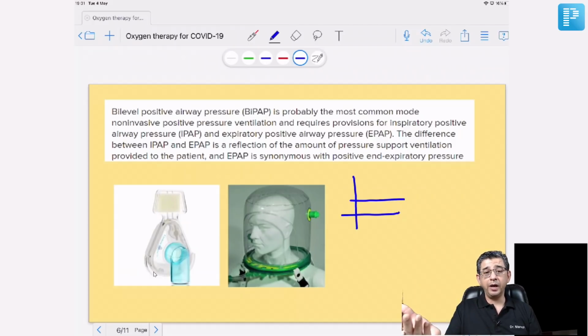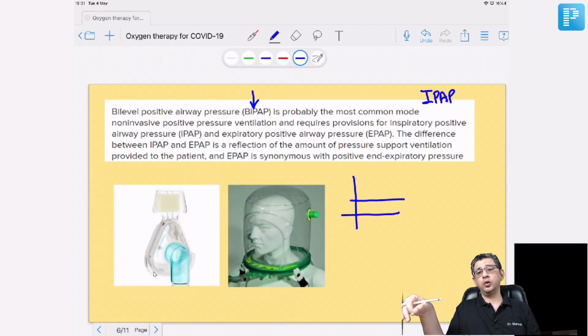But BiPAP is relatively more commonly used, and in this you would be having variable pressure in inspiration as well as expiration. So you would have seen a lot of settings being written, like 10 by 5, 12 by 6. So what they mean by 10 by 5 is inspiratory positive airway pressure, IPAP. EPAP basically means expiratory positive airway pressure. Usually we start with settings of 10 centimeters of water and 5 centimeters of water.